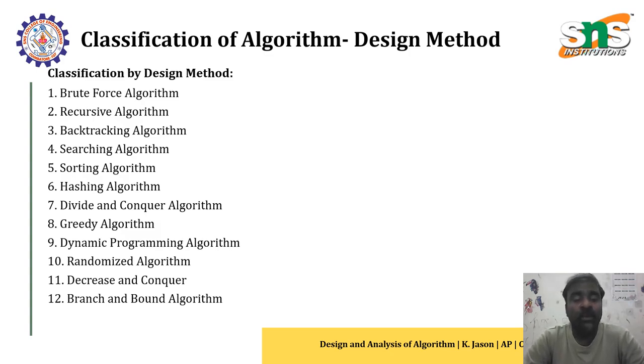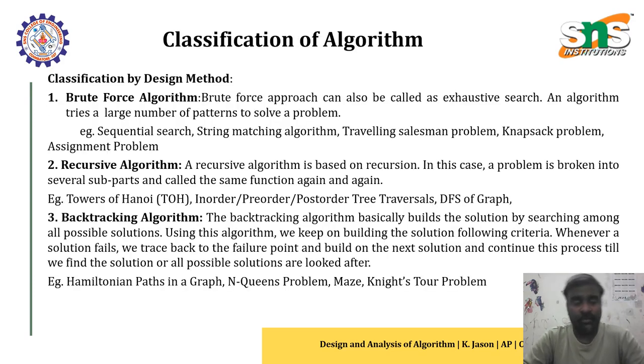Very simple. One is brute force, recursive, backtracking, searching, sorting, hashing, divide and conquer, greedy, dynamic programming, randomized algorithm, decrease and conquer, branch and bound. Here we will look at each and every one in the next slides. First one is brute force.